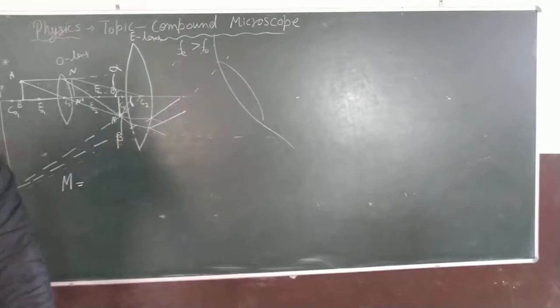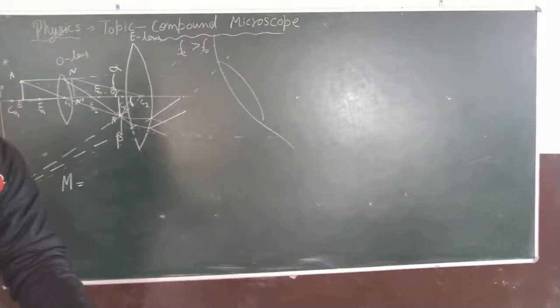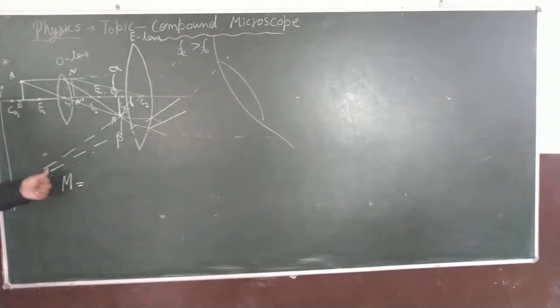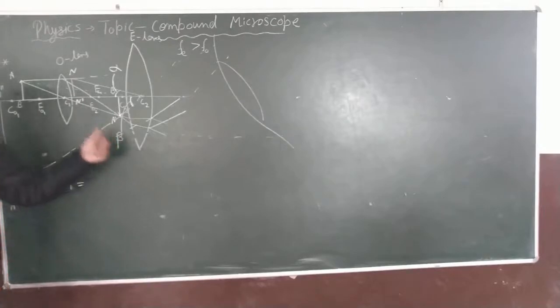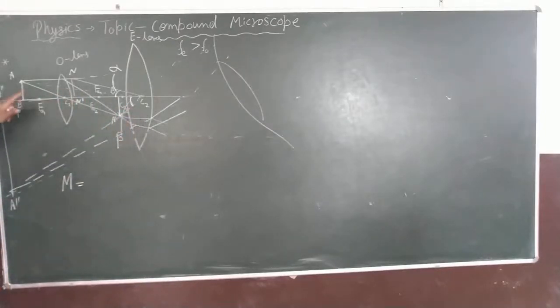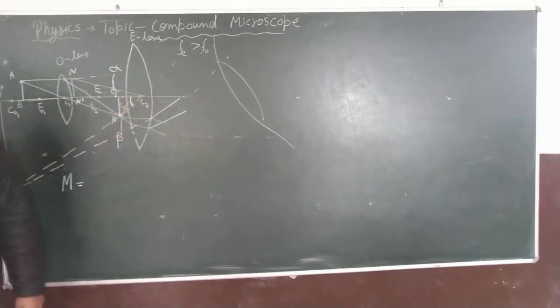In the previous class we discussed that the magnifying power of a magnifying glass is the ratio of the angle formed by the image on the eye to the angle formed by the object on the eye. Here we can define the magnifying power of a compound microscope as the angle subtended by the final image on the eye to the angle subtended by the object on the eye. Clear?